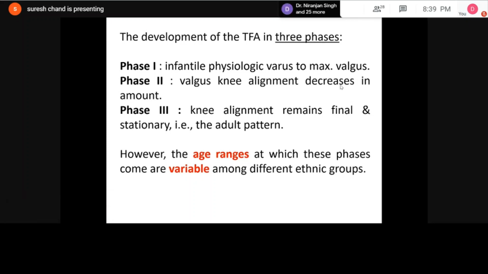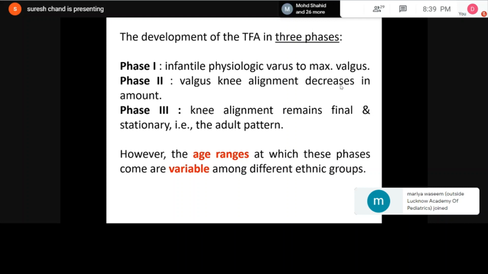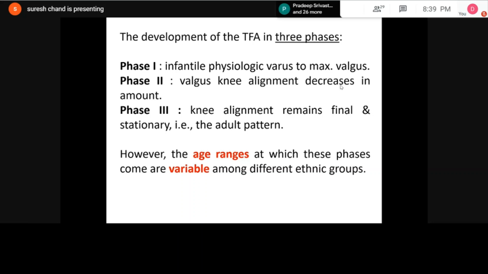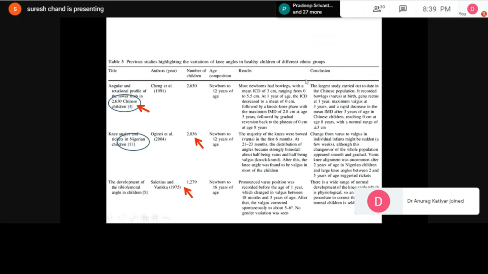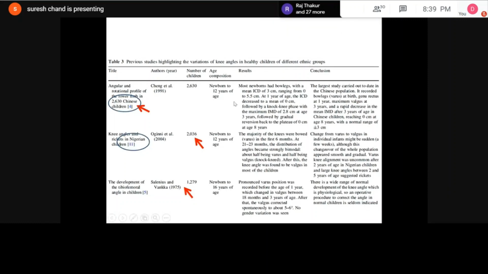The age range at which these phases change is very controversial, and it is very variable in different ethnic groups. There are various studies available, and a larger study in China of around 2,600 children shows that they have very early correction of physiological varus. And the classical study of Selenius, which was published in 1975, and which is quoted in almost all the standard textbooks, states that there is a wide range of normal and there is no need to do any surgical intervention in these children.